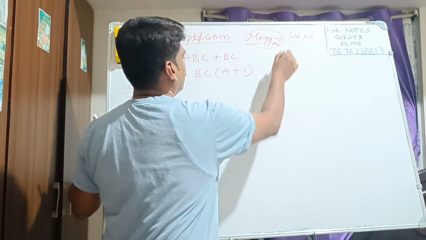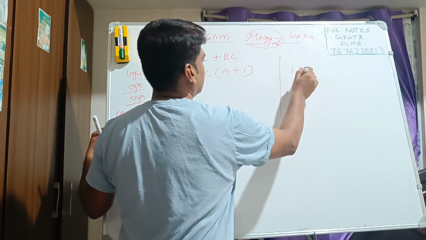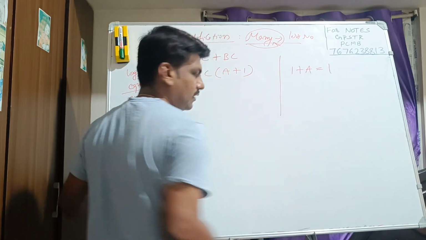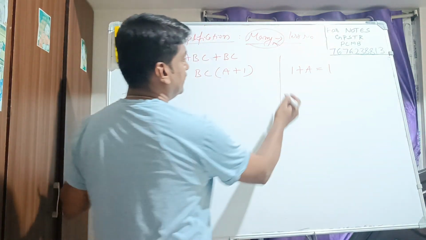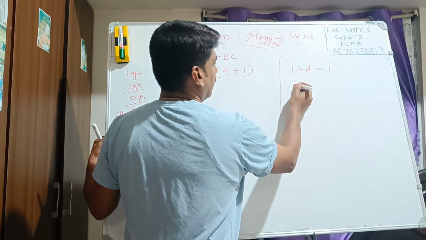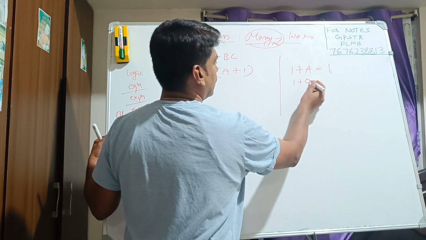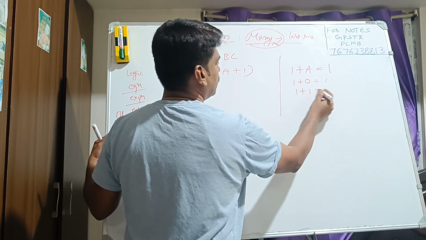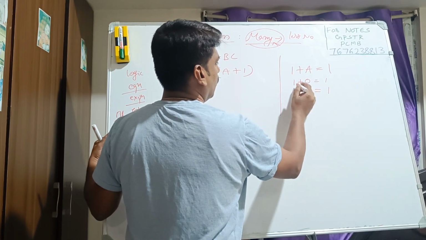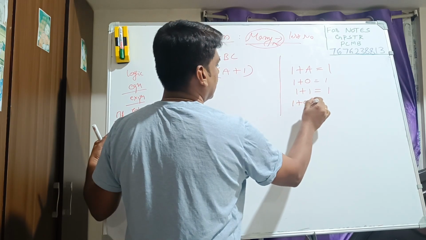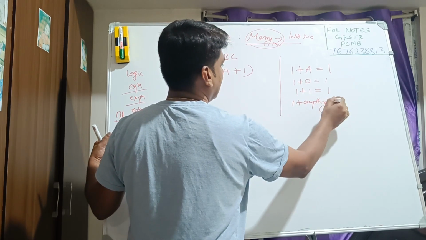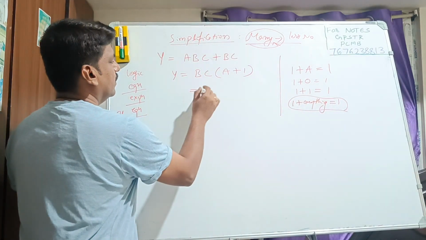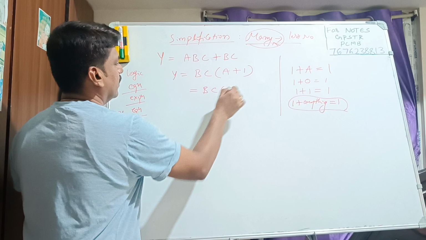Now what is 1 plus A, or A plus 1? 1 plus A is nothing but 1. It's not A, remember, 1 plus A is 1. How? Suppose one time the value of A is 0. What is 1 plus 0? You will get 1. Now take the value of A as 1. What is 1 plus 1? Still it is 1. So remember, write down: 1 plus anything is 1. So you will get this as 1, right?